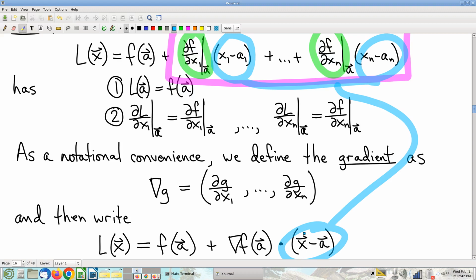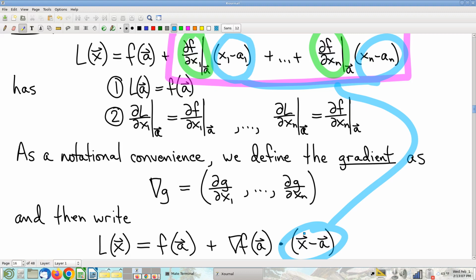What we have in blue up here are literally the coordinates of the vector x minus a. That's a natural thing, right? We're doing a linear approximation at the point A. We're at a nearby, hopefully, presumably, a nearby point x, and that difference vector is exactly what has coordinates that we have in blue up here. So this is starting to look pretty useful.